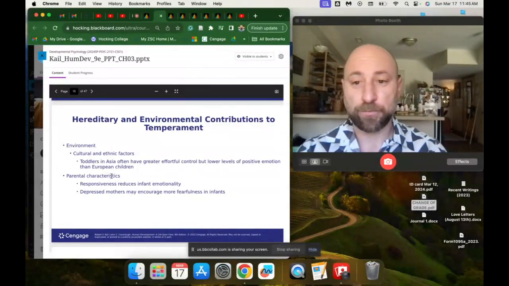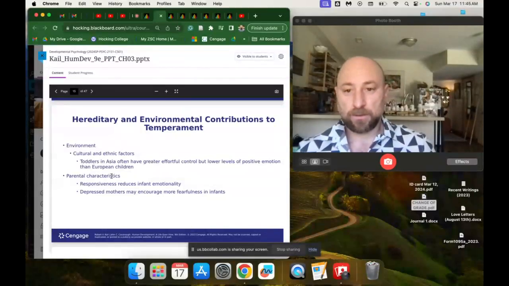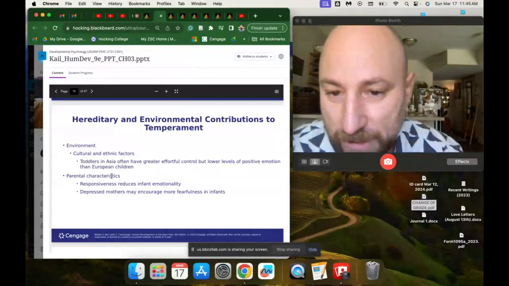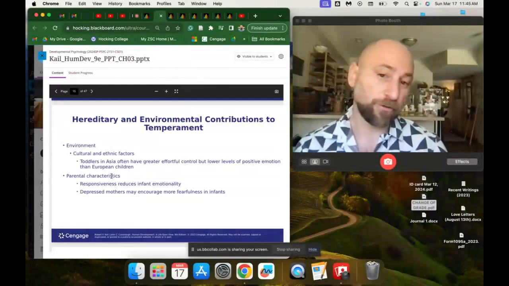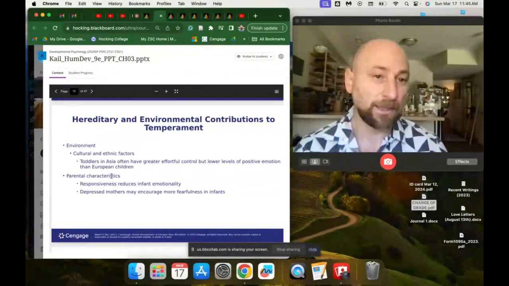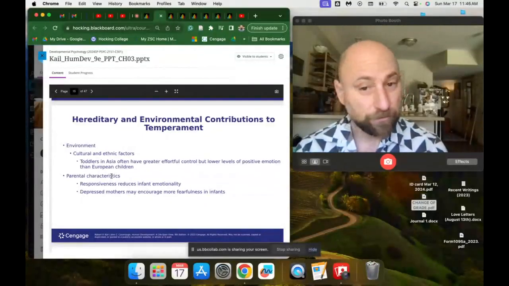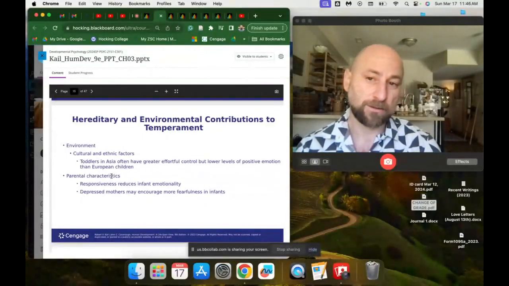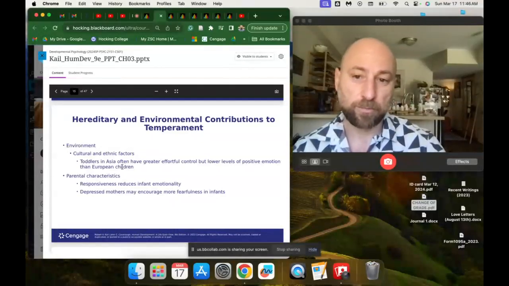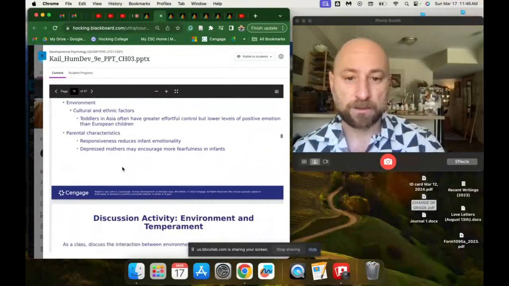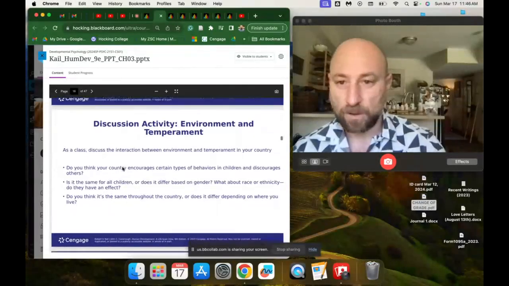Parental characteristics: how responsive a parent is, right? If the parent is responsive, it's going to reduce that kind of negative emotionality. Depressed mothers encourage fearfulness, right? So parents' emotions and parenting style will pretty dramatically affect the child's.